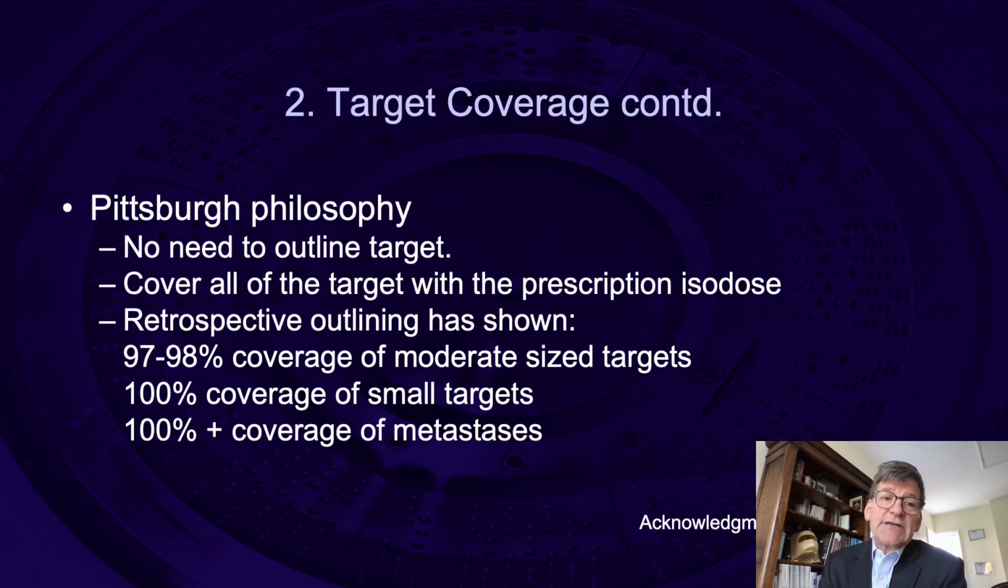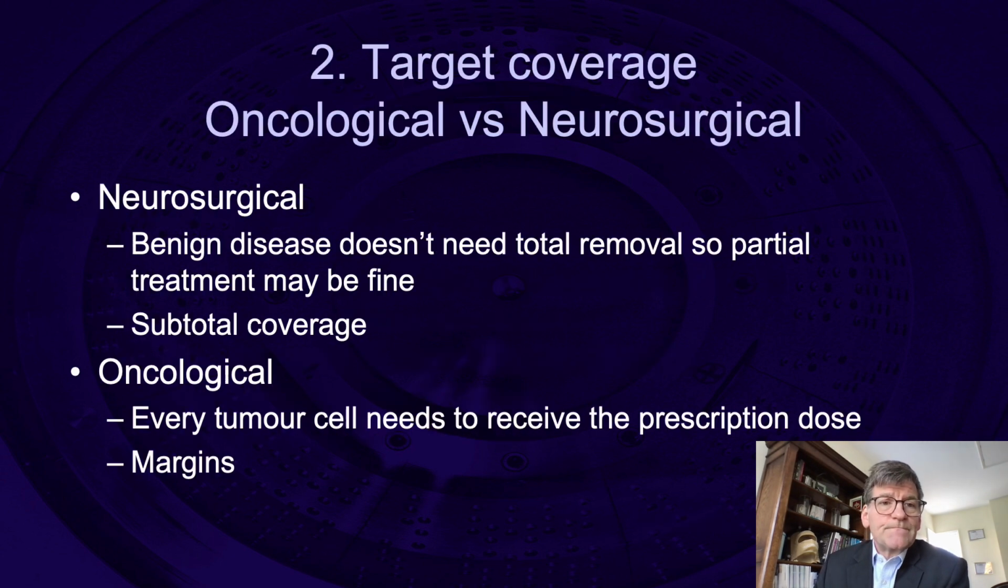And then at the same time, the other influential SRS centre was in Pittsburgh. They said you don't need to even outline the target. You cover all of the target with the prescription isodose, but interestingly, retrospective outlining has shown that maybe 97 to 98% coverage is typical for moderate-sized targets, although it is 100% for malignant disease. And there does seem to be this difference in philosophy. I've called it oncological versus neurosurgical.